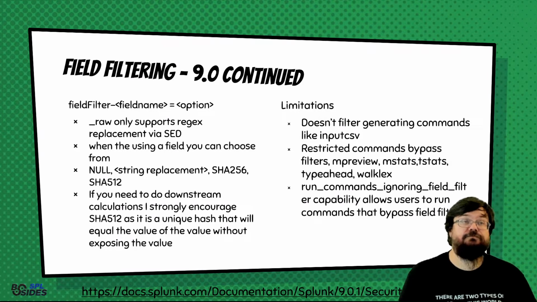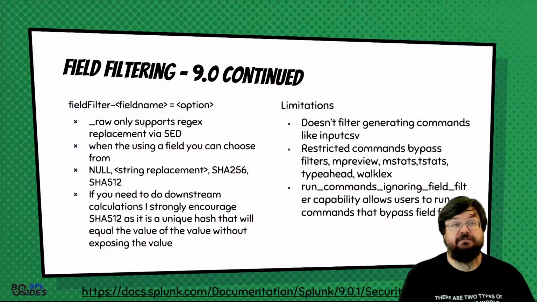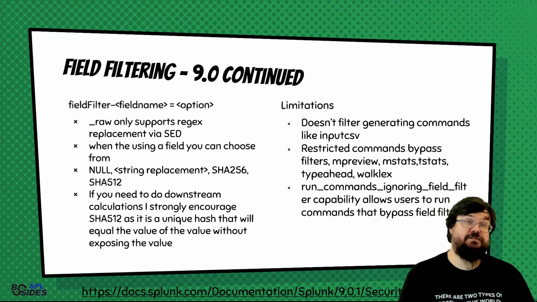For fields, you can choose from the following: null, a string replacement, meaning a literal, this string will replace your string, SHA-256 or SHA-512. If you need downstream calculations, such as stats, counts, distinct counts, etc., I strongly recommend SHA-512. It's the best value for your security, as well as it prevents you from exposing any actual field values. Remember, though, there are limits.